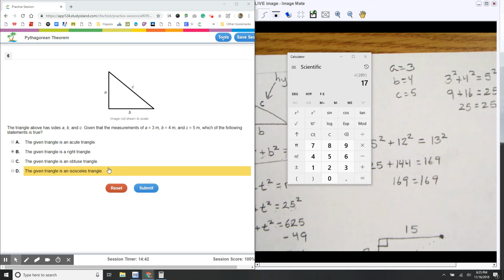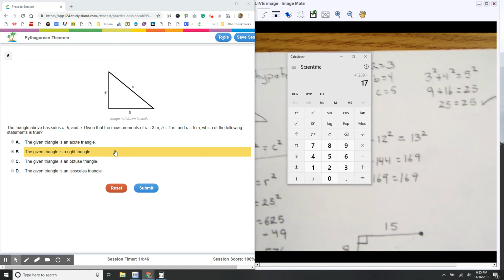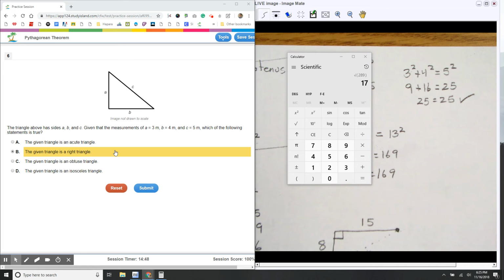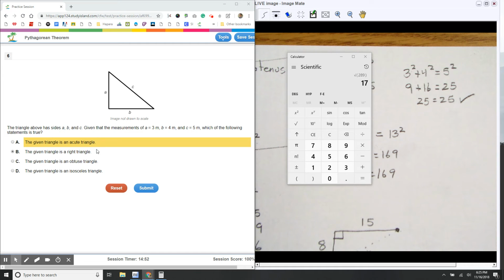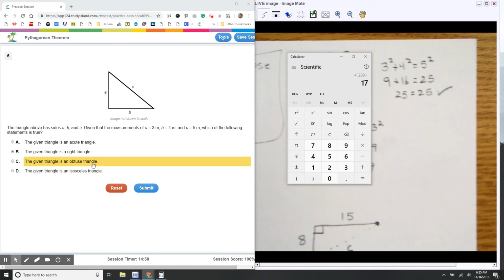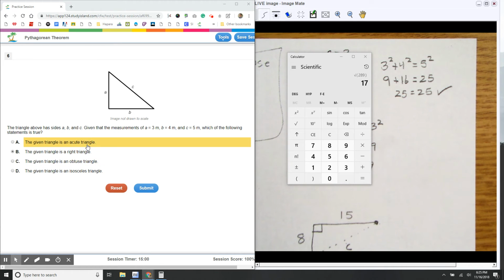So both examples that we did turned out to be a right triangle. I want to make sure that you know what would make an obtuse triangle and what would make an acute triangle. First of all, what are they? An obtuse triangle is a triangle where one of the angles is bigger than 90 degrees. An acute triangle is where all three angles are less than 90 degrees.